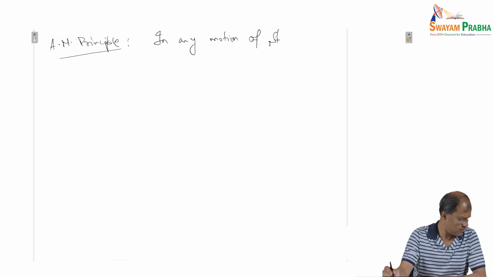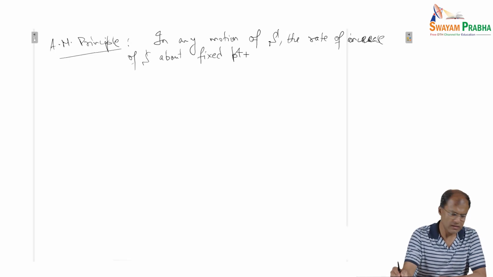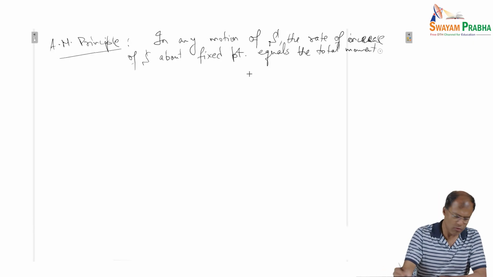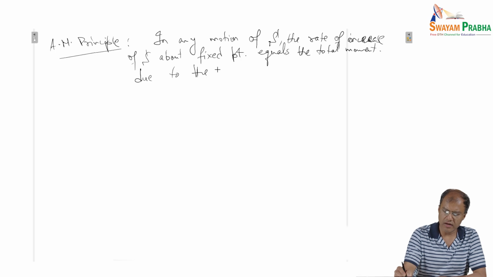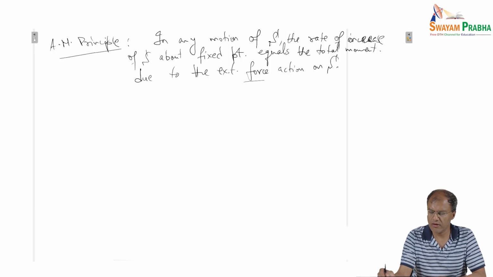of S, the rate of increase of angular momentum of S about a fixed point equals the total moment due to the external force acting on S. So dL0/dt is equal to K0, due to the external force acting on S.